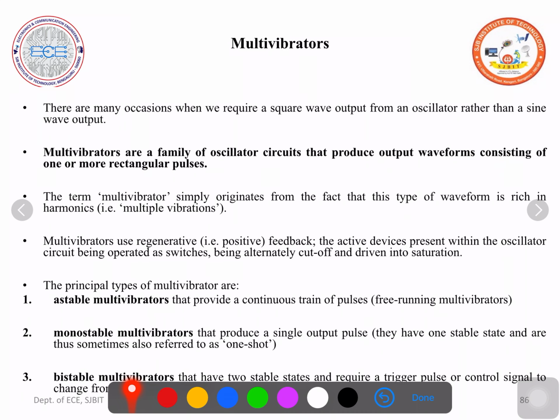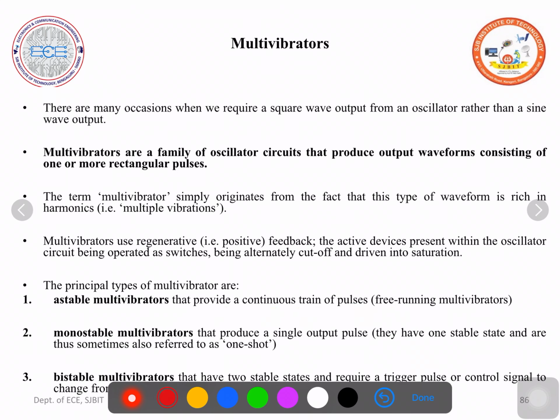There are three types of multivibrators. The first one is astable multivibrator. Astable, or few people call it astable multivibrator, provides a continuous train of pulses. The other name for astable multivibrator is the free running multivibrator. Then the output waveform will be a free running or continuous train of pulses. So something like this.